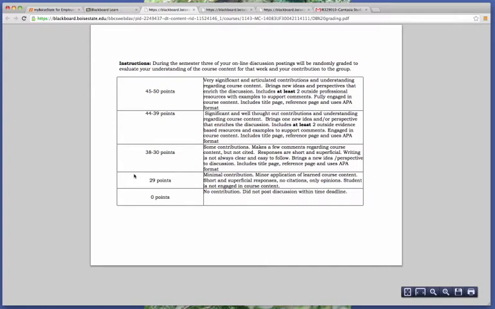Here is the discussion board grading rubric, so you'll see how I grade this, and I would encourage you to read through this, especially these first couple weeks when you're writing your posts, to make sure you're really writing in a manner that would give you these full points if that's what you're shooting for.